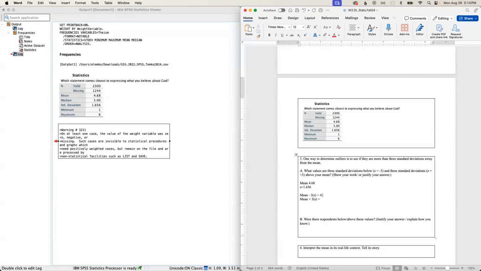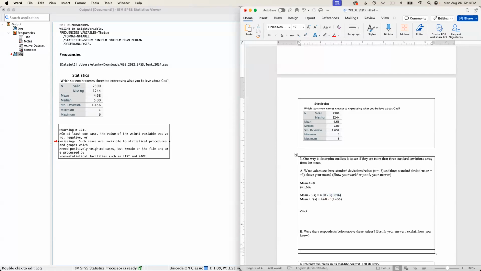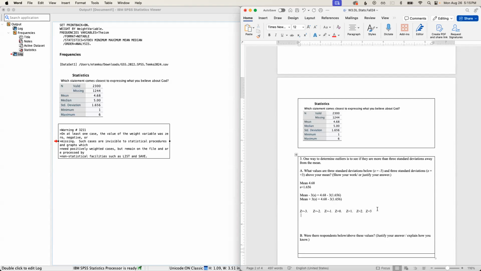So I could do 4.68 plus 1.656 times, well, 3 times that. Sorry, minus here and plus there. And I could figure that out. Or again, we can think about what this means. z equals negative 3. I can set this up. When z equals 0, that's 0 standard deviations away from the mean. So I'm at my mean.